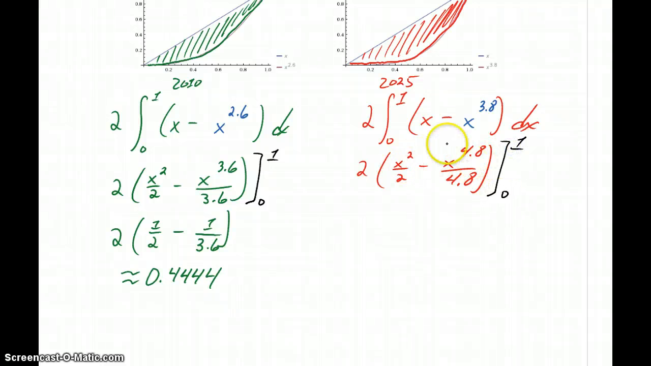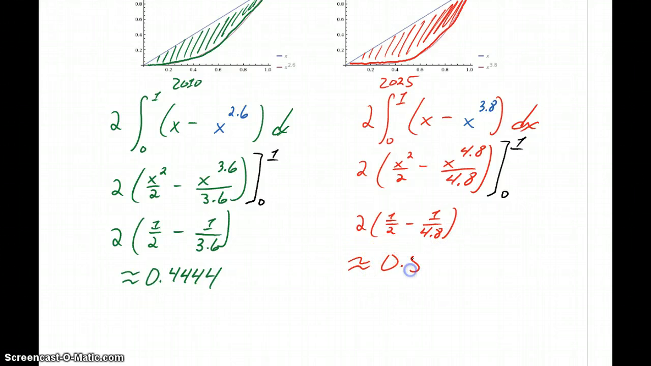So again, x equals 0, that's all just going to 0 out. So what we'll have is 2 times 1/2 minus 1 over 4.8 will give us approximately 0.5833.